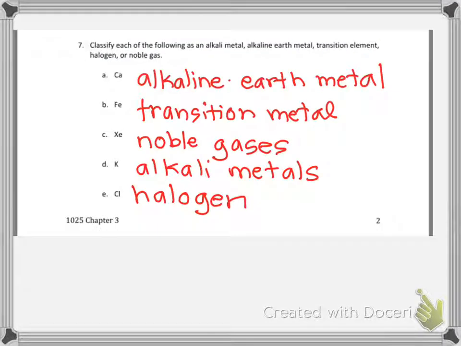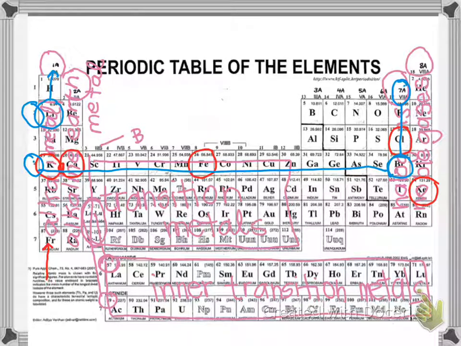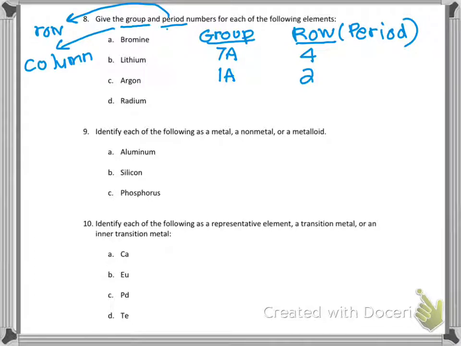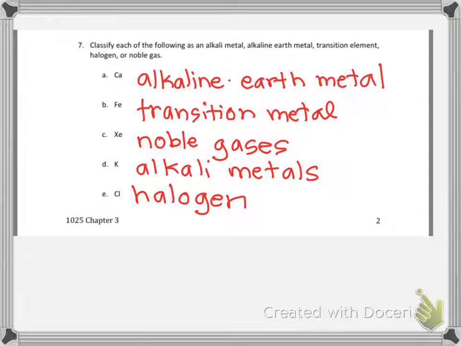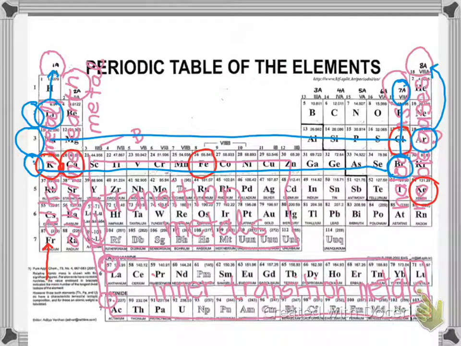Argon. Argon is here, which is group 8A, period 3. And radium. So radium is way down here on the periodic table. It's in group 2A, period 7.